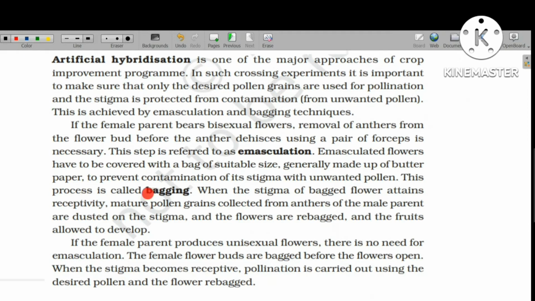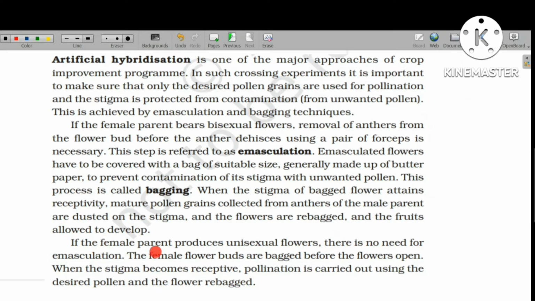Emasculated flowers have to be covered with a bag of suitable size, generally made up of butter paper, to prevent contamination of its stigma with unwanted pollen. This process is called bagging. When the stigma of the bagged flower attains receptivity, mature pollen grains collected from anthers of the male parent are dusted on the stigma, and the flowers are rebagged, and the fruits are allowed to develop.